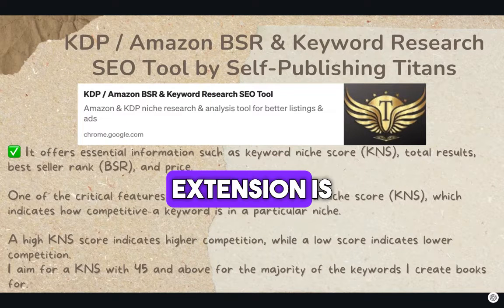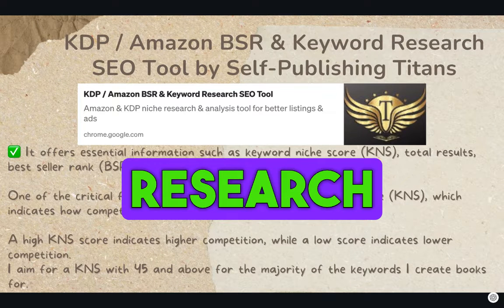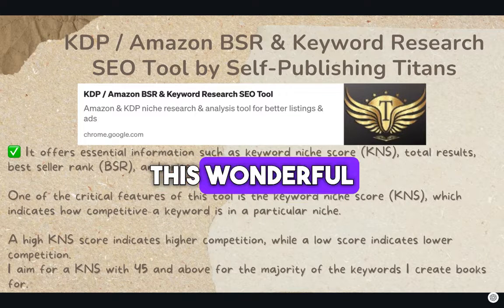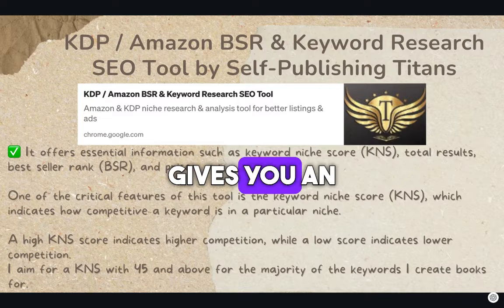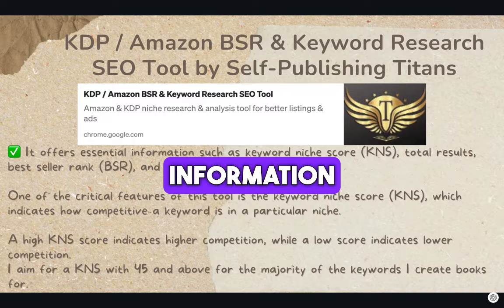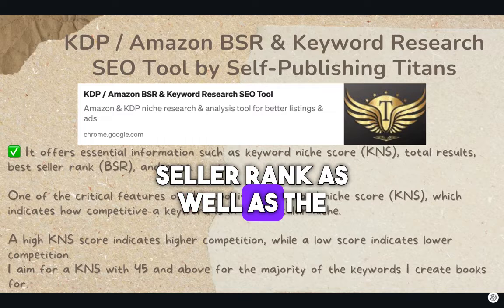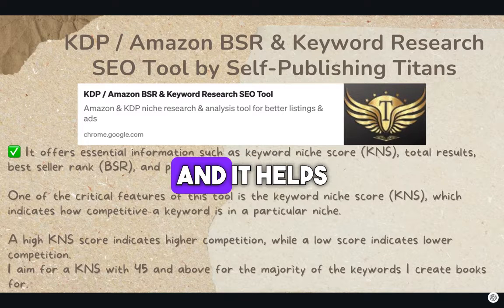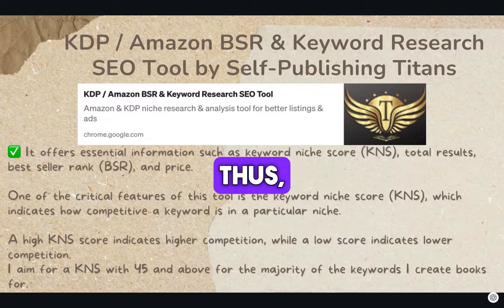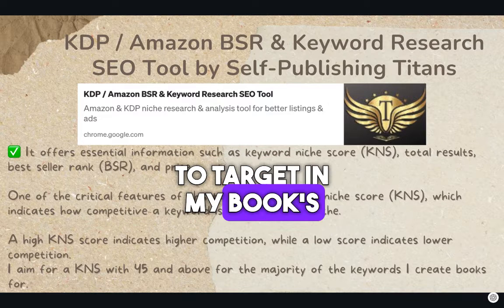The first Chrome extension is KDP Amazon BSR and Keyword Research SEO tool by Self-Publishing Titans. Now, let me tell you that this is a powerful extension that gives you an overview of each keyword's potential. It offers essential information about the keyword niche score, the total results, and the bestseller rank, as well as the price. The information is important and it helps me to understand the competitiveness and the demand of a keyword. Thus, it helps me make better informed decisions about which keywords to target in my book's metadata.